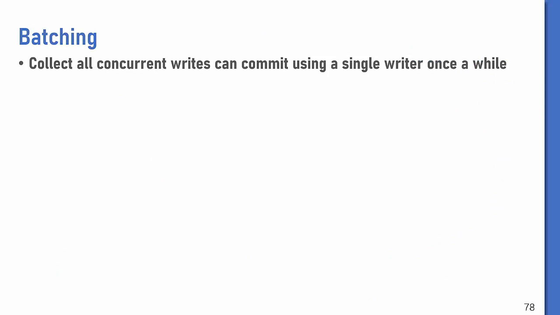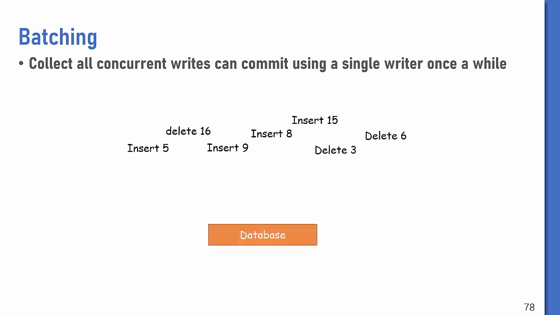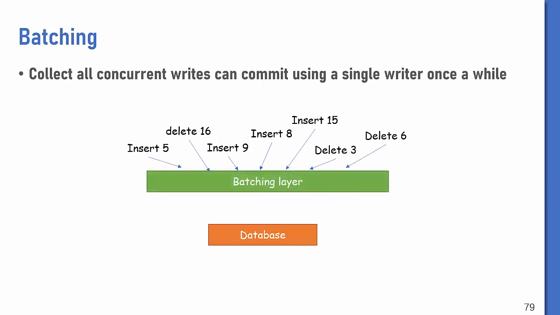Our solution is based on using batching to make multiple updates all apply to the same version. It means that when we have concurrent updates to a database system, we build an extra layer between the database and the users. And this batching layer will collect the concurrent updates, and once in a while, this layer commits all these updates to the database.